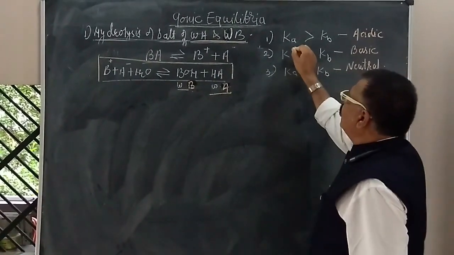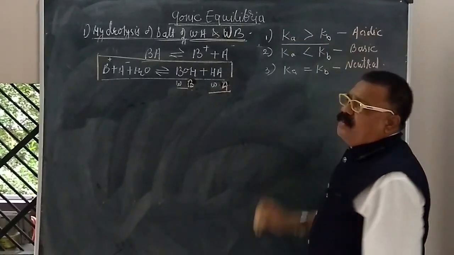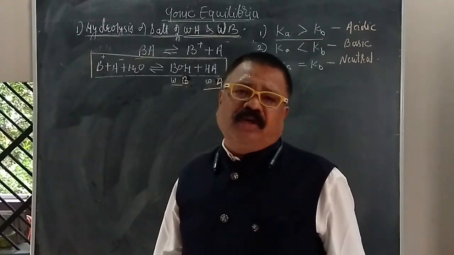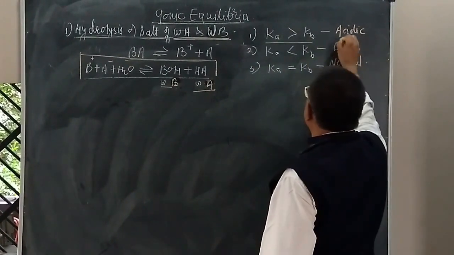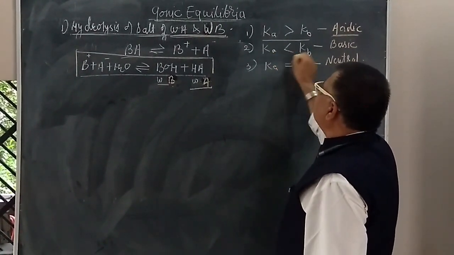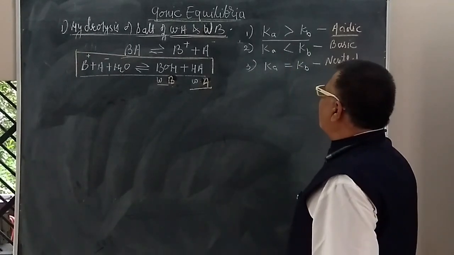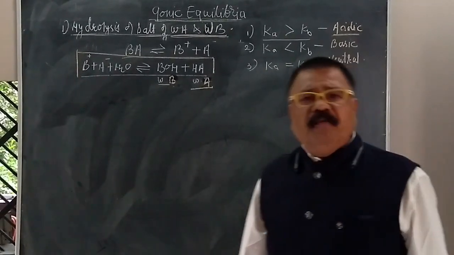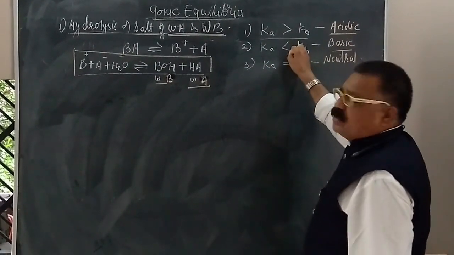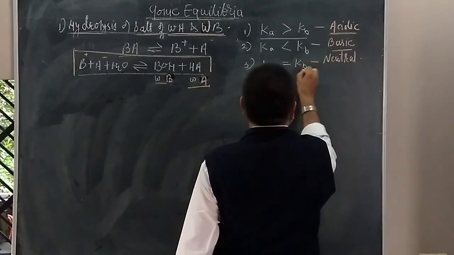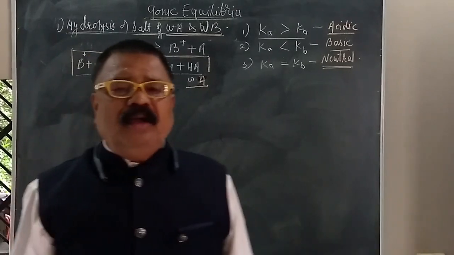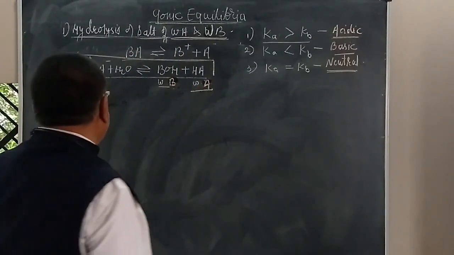The first condition is that if the value of Ka is greater than Kb, the dissociation constant for the acid is greater than the dissociation constant of the base, then the resulting solution becomes an acidic solution. अगर यहाँ पे Ka is less than Kb, if the dissociation constant of the acid is less than the dissociation constant Kb of the base, then the solution becomes basic. And when the value of Ka is exactly equal to Kb, then the resulting solution becomes a neutral solution.